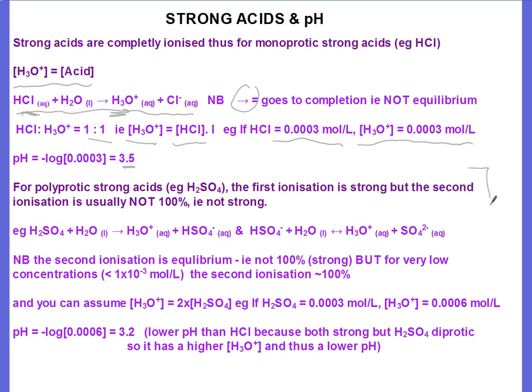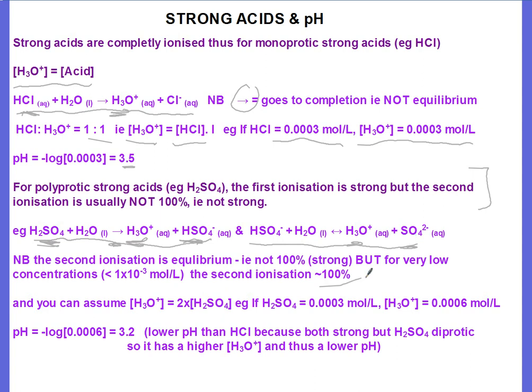Now, polyprotic strong acids such as sulfuric acid: the first ionization is strong, but the second ionization is usually not 100%, i.e. not strong. For example, sulfuric acid reacting with water, the first reaction goes to completion. You've got this arrow here. For every sulfuric acid molecule, you'll produce one hydronium ion and one hydrogen sulfate ion. But hydrogen sulfate is not necessarily a strong acid. It's actually in equilibrium with water to produce hydronium ions and sulfate ions. So the second ionization is an equilibrium. It's not 100%, but for very low concentrations, such as less than 1 times 10 to the minus 3 moles per liter, the second ionization is approximately 100%.